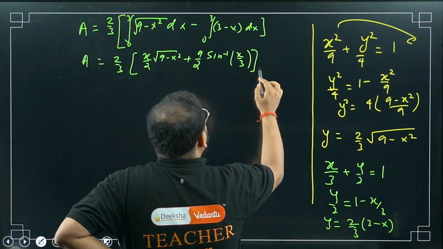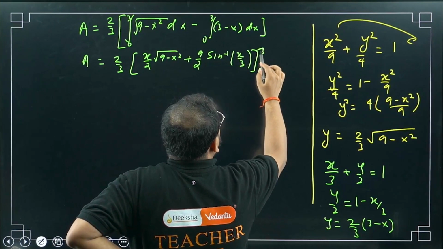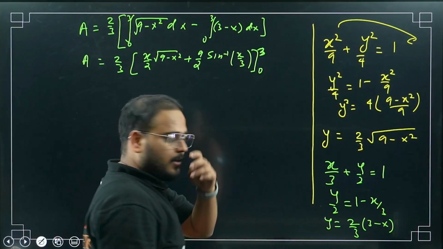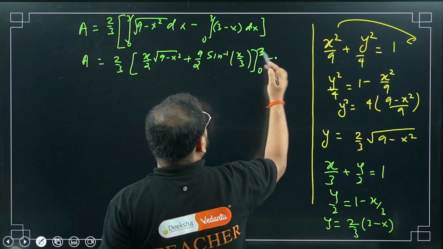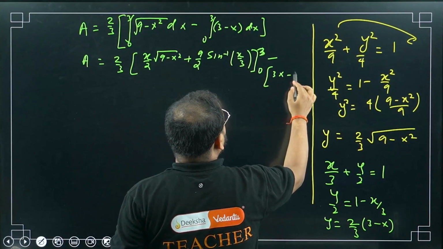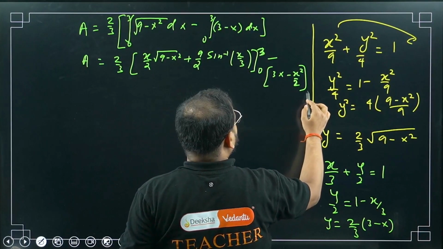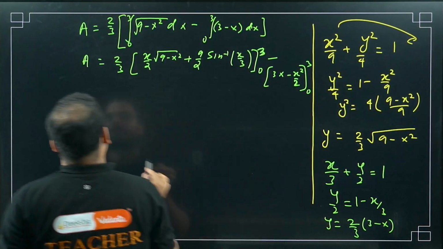From where to where? From 0 to 3, okay, 0 to 3. Now moving on with the minus sign, I'll have what? I'll have the integral of 3x minus x square by 2, from again 0 to 3. Chaliye, let's do it over here.